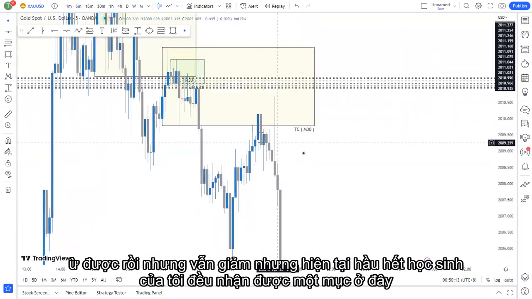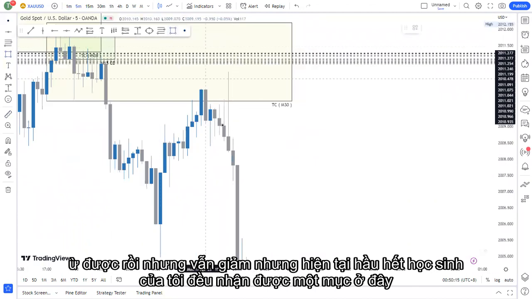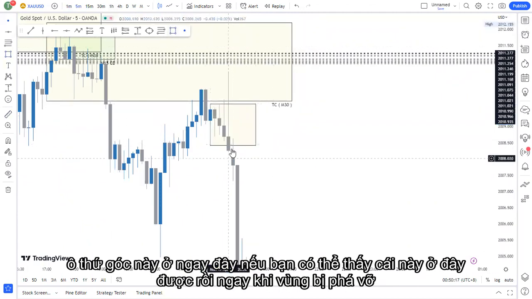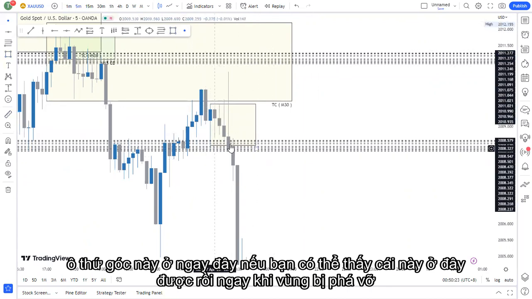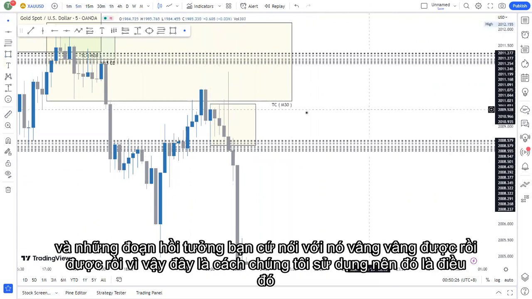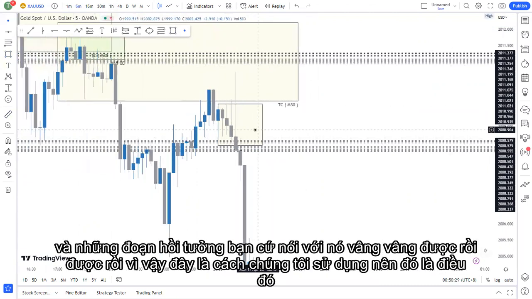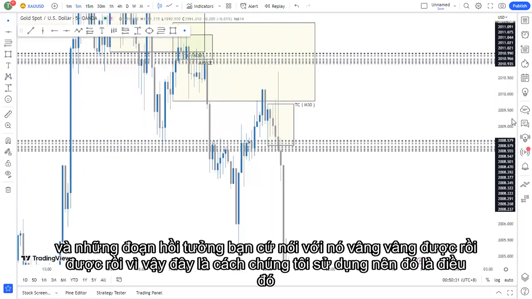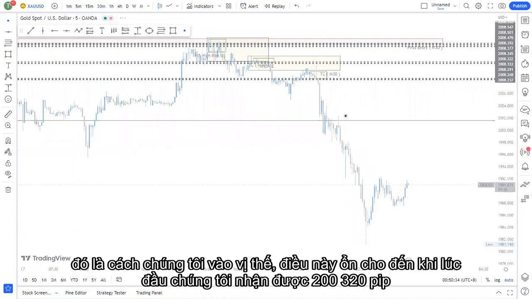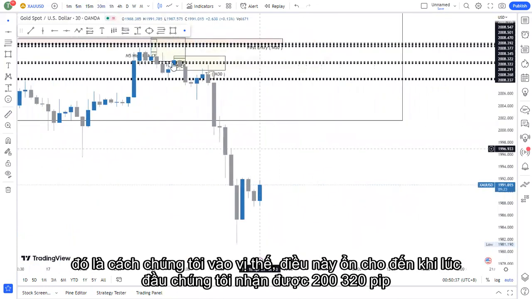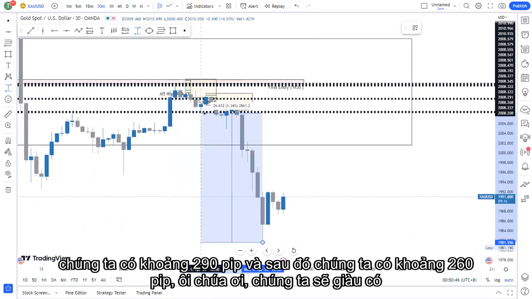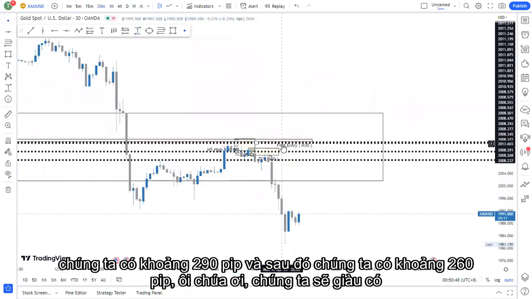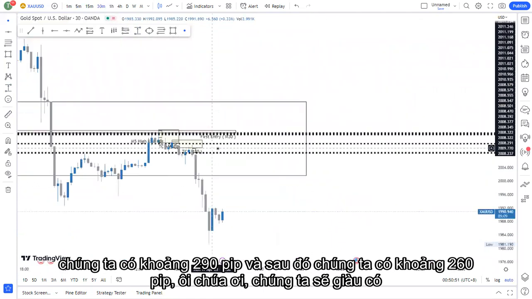But just now, most of my students got an entry here, which is this engulfing sell right here. As soon as the zone breaks and retraces, we keep selling it. So that's how we enter the position. At first we got 320 pips, then 290 pips, and then 260 pips. Oh my god, we're gonna be rich.